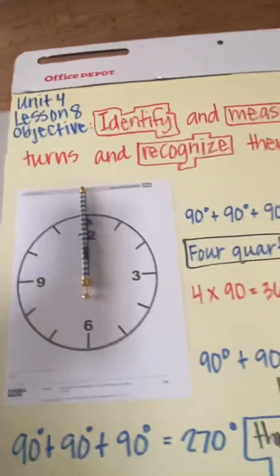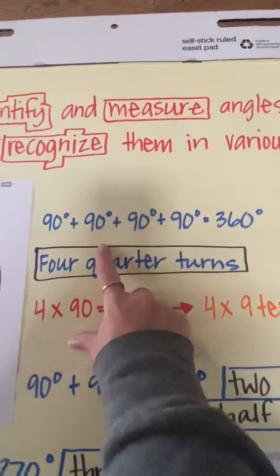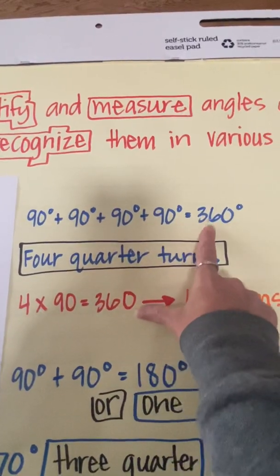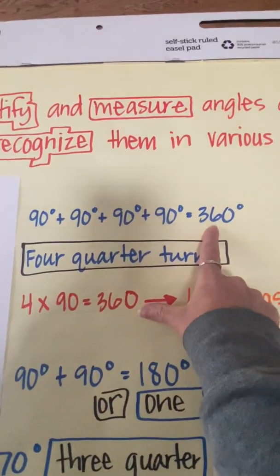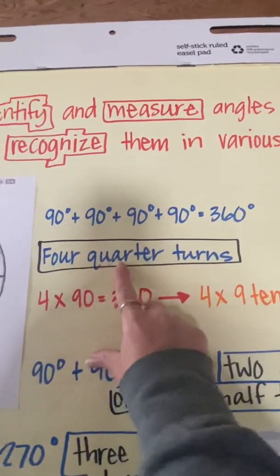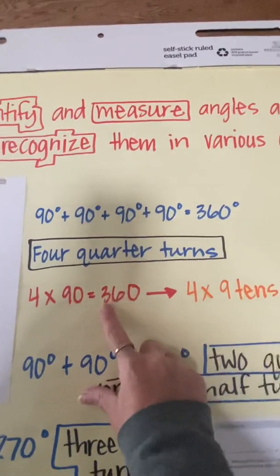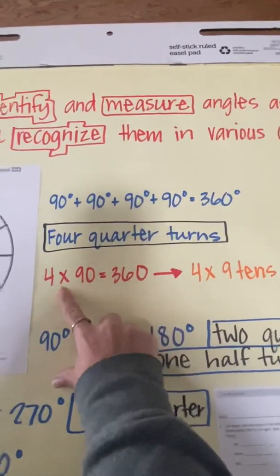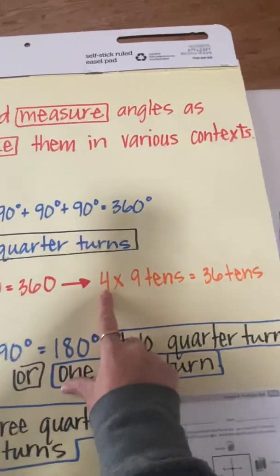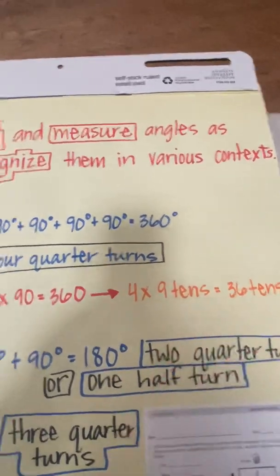Okay, so if we look at that, we have 90 degrees plus 90 degrees plus 90 degrees plus 90 degrees equals our full turn, which is 360 degrees. So we have 4 quarter turns. It's another way we can say this. We could also write it as a multiplication. 4 times 90 is 360, or 4 times 9 tenths is 36 tenths.